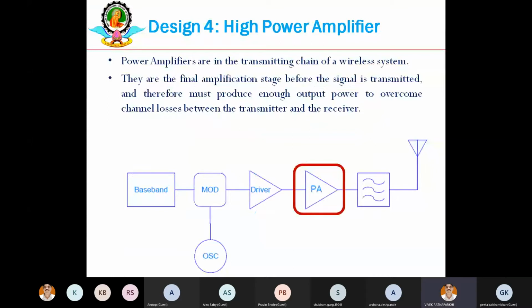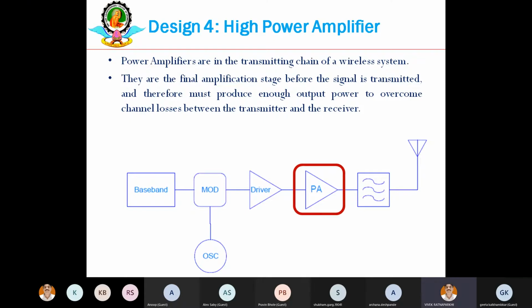Hope you can see the slide which I have shared. It says that this is our design 4. Design 1 was the conjugate match amplifier. Design 2 was the specified gain amplifier. Design 3 was the low noise amplifier. And now this is design 4, which is the high power amplifier. Whatever we have written on the schedule or program leaflet, we are trying to cover all these topics by this time.